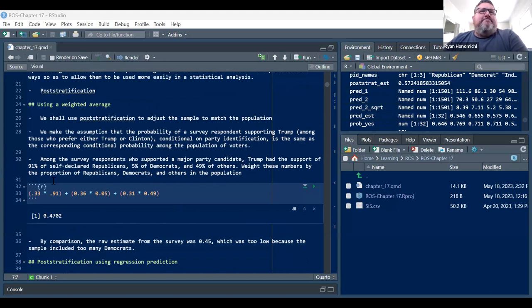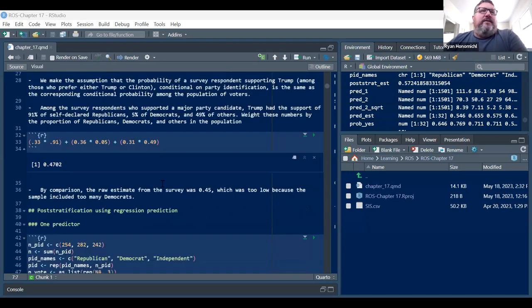So we have 91% support in Republicans, who represent 33% of the population. 36% of the population are Democrats, and only 5% of them support him. And 31% of the population is others, non-Republican, non-Democrat, and 49% of those people supported Trump. When we add this all together, we get basically a 47% approval rating, which is different from the raw estimate.